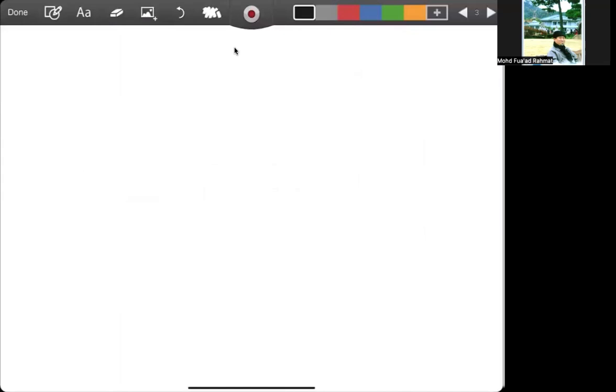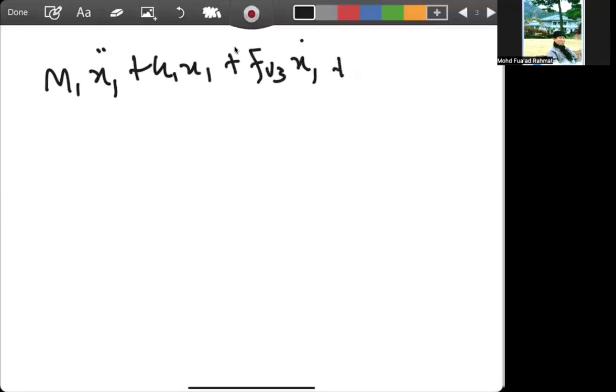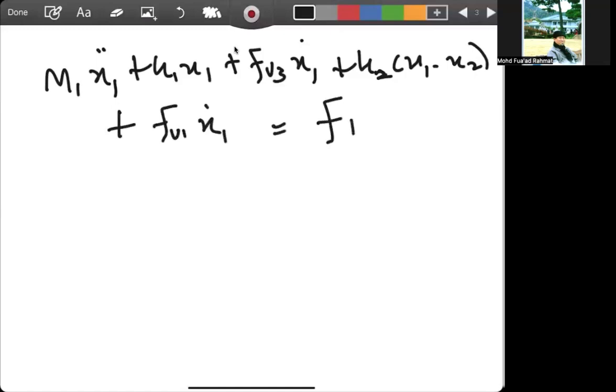M1 x1 double dot plus K1 x1 plus FV3 x1 dot plus K2 times x1 minus x2 plus FV1 x1 dot equals F1. So you rearrange the above equation.